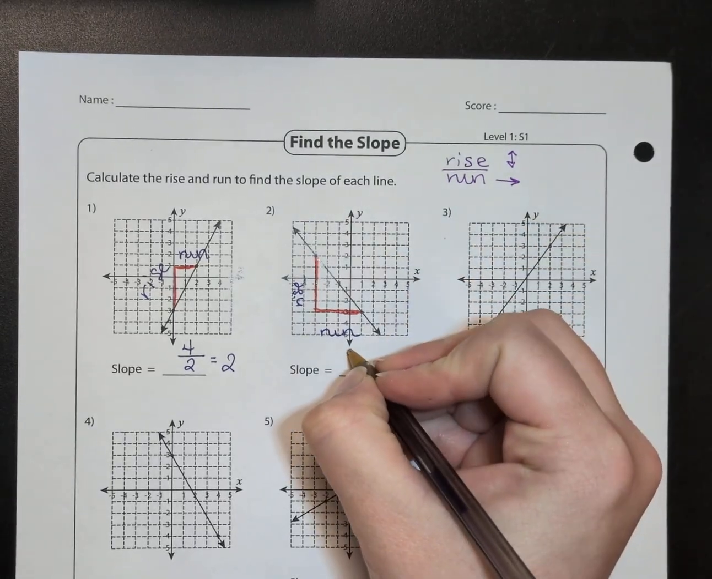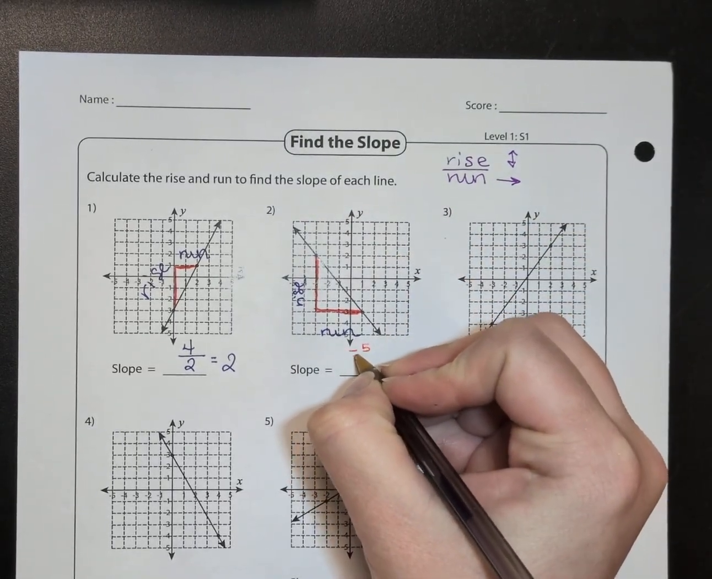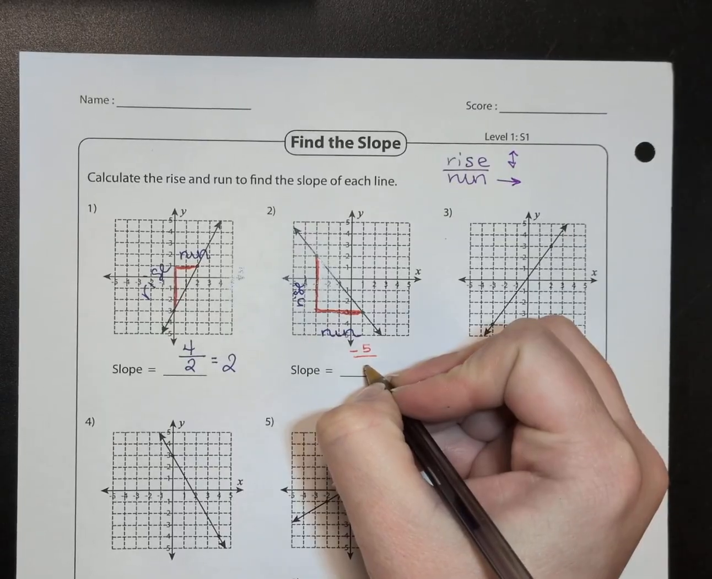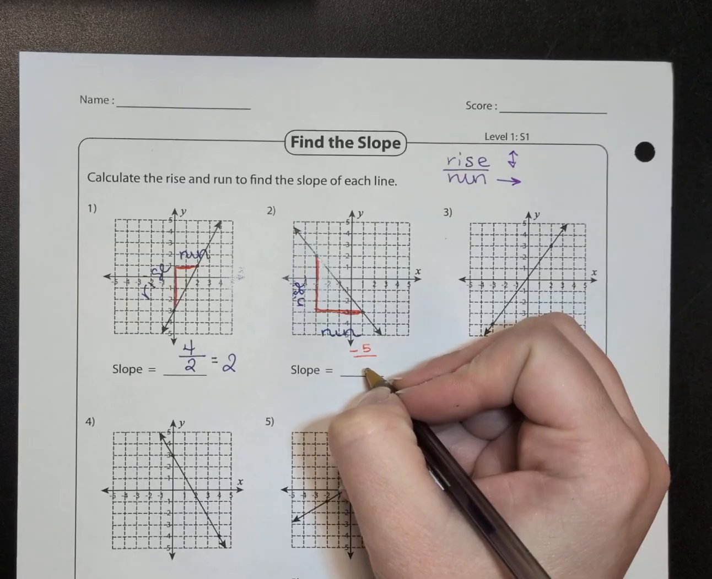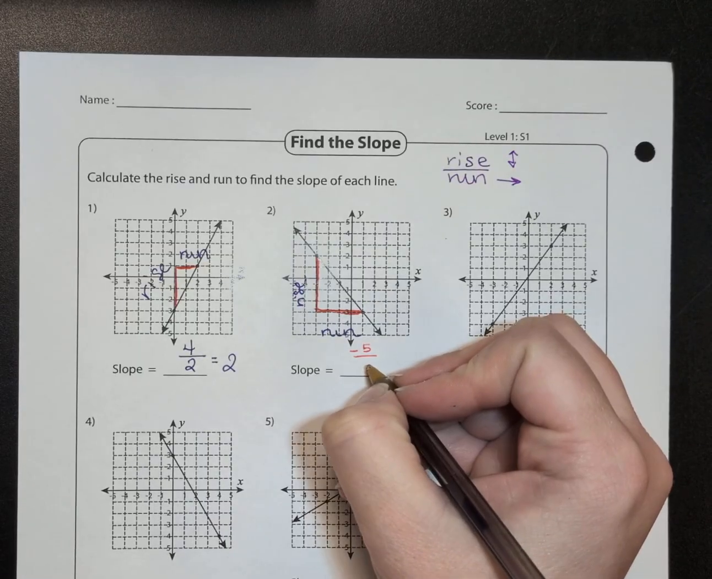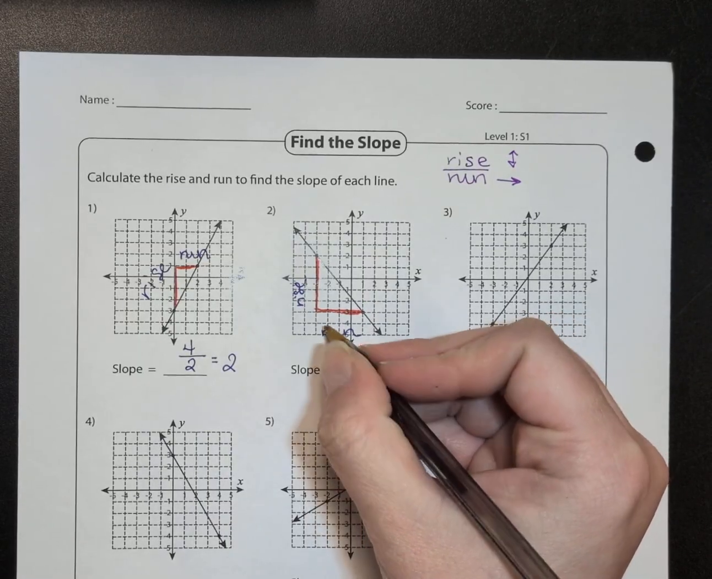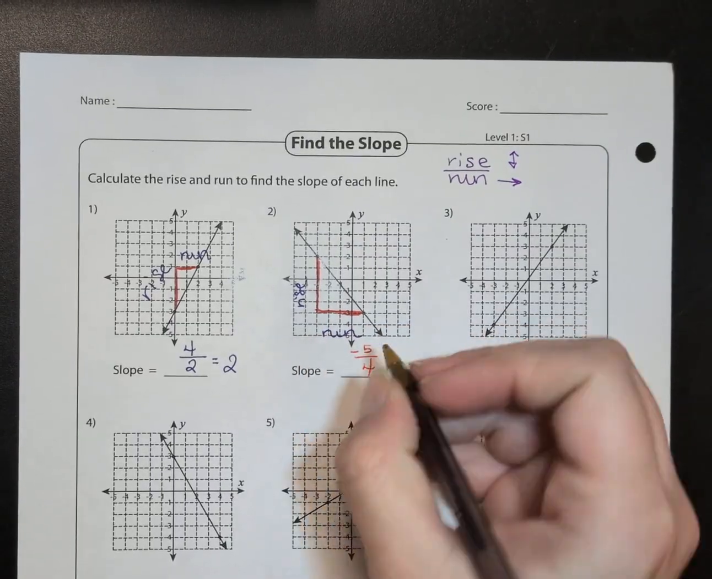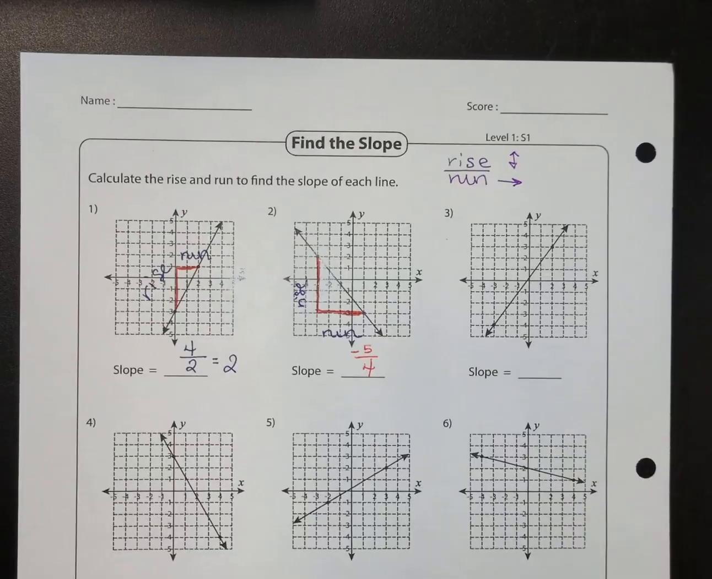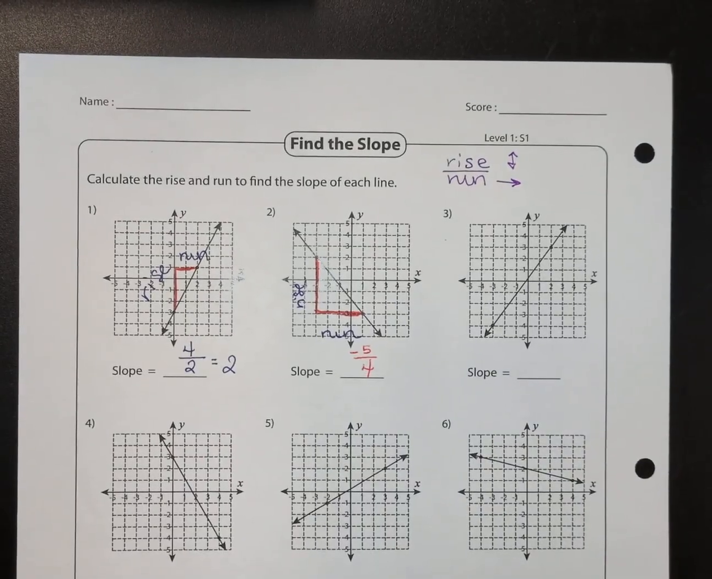Alright, so we get what? A negative 5, right? Over what? No. Run should always be a positive. So how far are we running? 4.